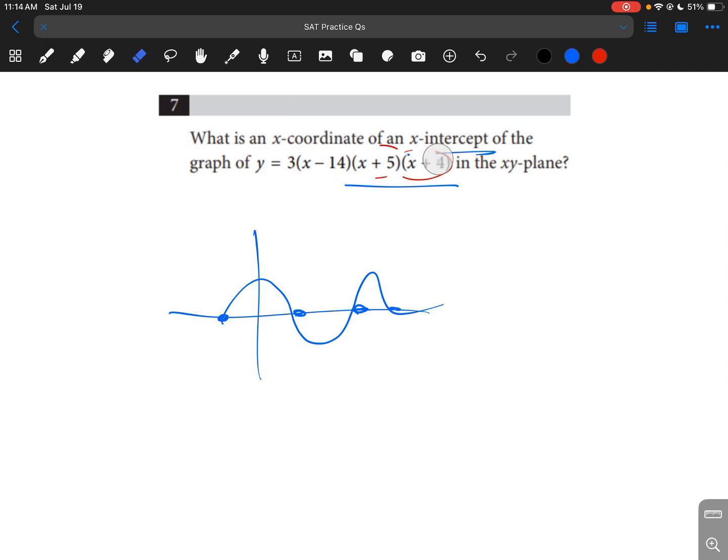So with that being said, 0 times anything is 0. So that means you have multiple answers. This could be 14, this could be -5, and this could be -4.